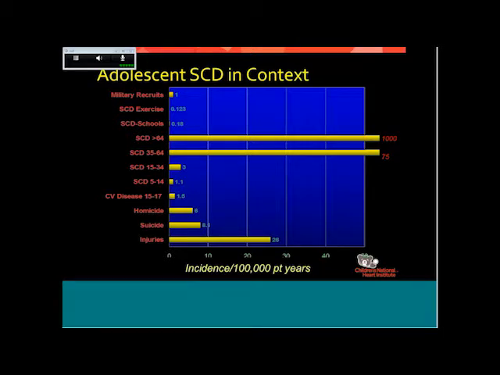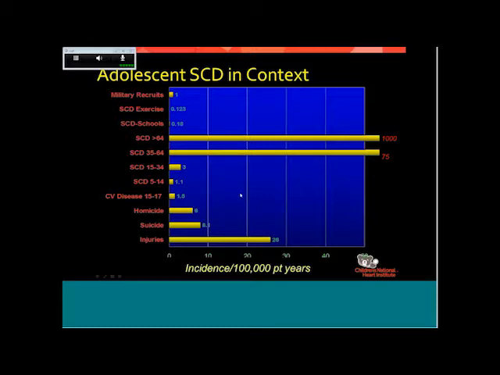But let's put this in context. This is a rare event, as I keep saying. This is the incidence per 100,000 patient years. And you look at sudden cardiac death after age 64, 1,000 per 100,000. Look at sudden cardiac death in school systems with exercise. It's a fraction of 1.